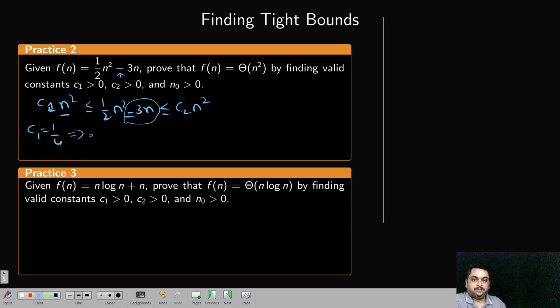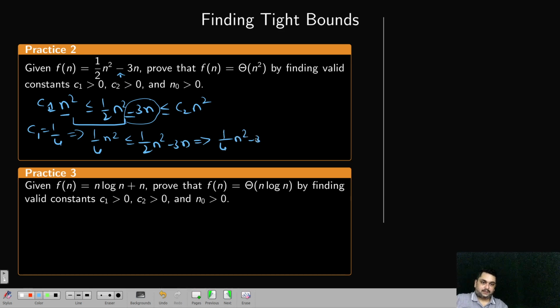Okay, this implies 1 by 4. This part I am solving now. 1 by 4 n square less than or equal to 1 by 2 n square minus 3n. So now you solve it. So this will be 1 by 4 n square minus 3n greater than or equal to 0. That implies you solve this, we will get n naught 1 greater than or equal to 4 times 3, that is 12. Okay. Now you find the other part.